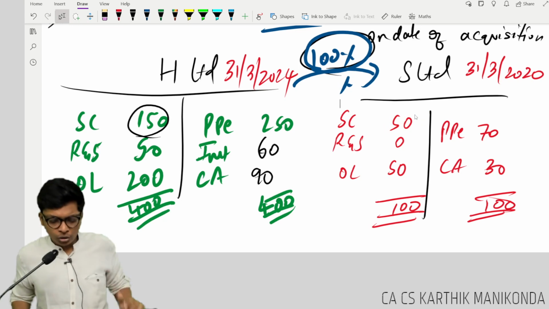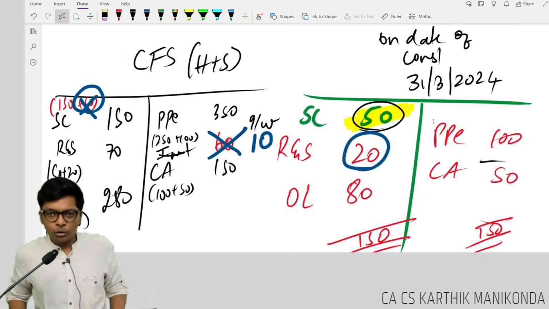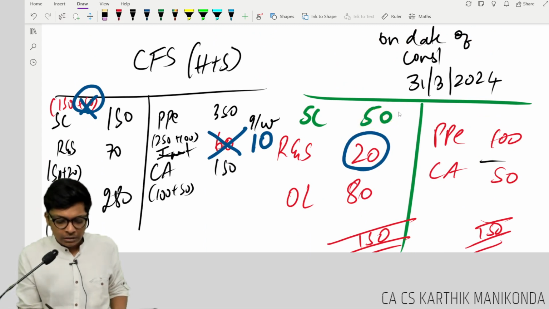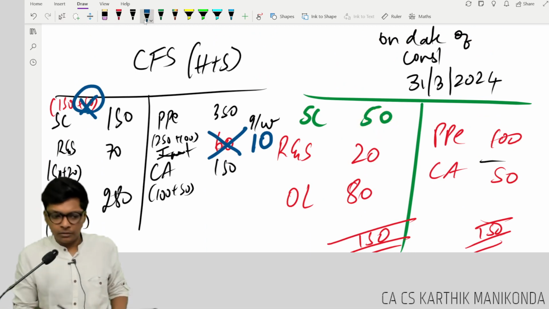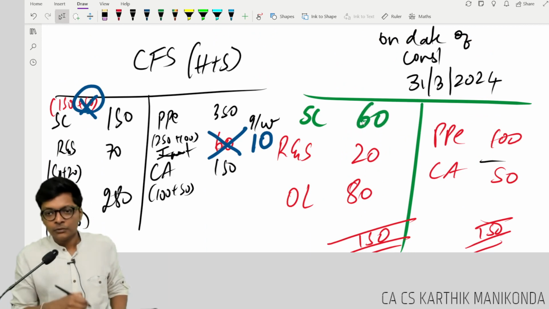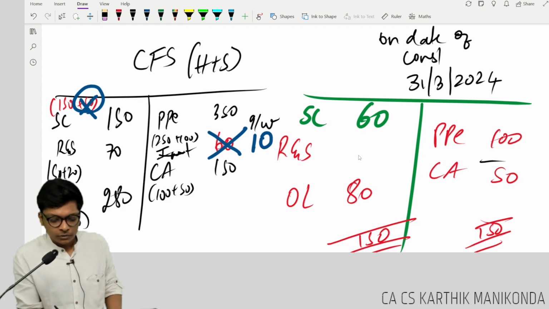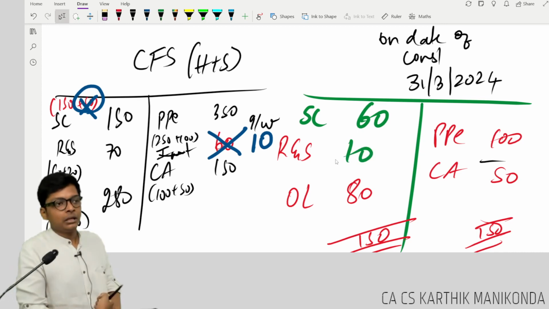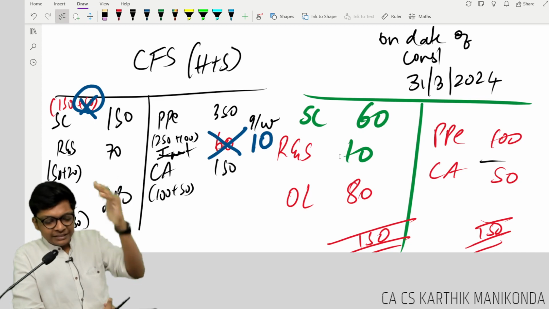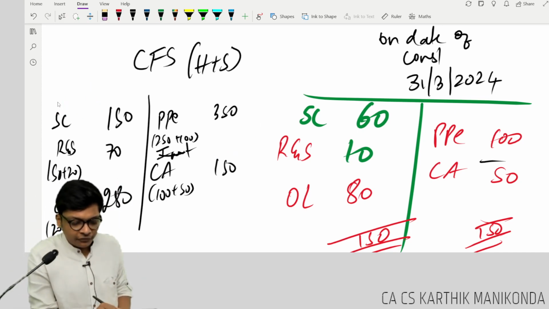Same sum. No change, guys. Here I am not making any change. Come down. Here I am changing my share capital. Instead of 50, this is going to become 60, and my reserves instead of 20 is going to become 10. Are you following, guys? Understanding? Acquisition date I am not making any change. I am only making the change on the date of consolidation.